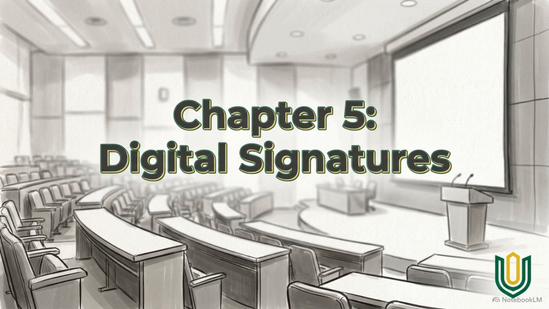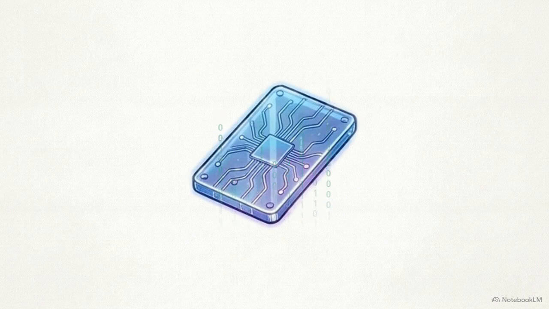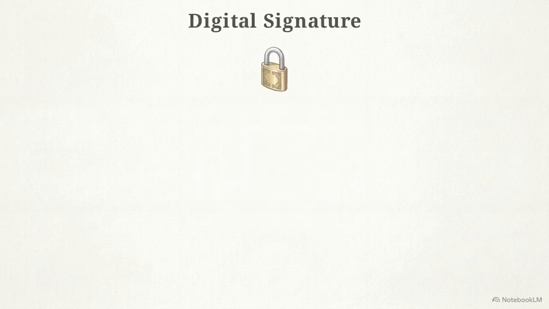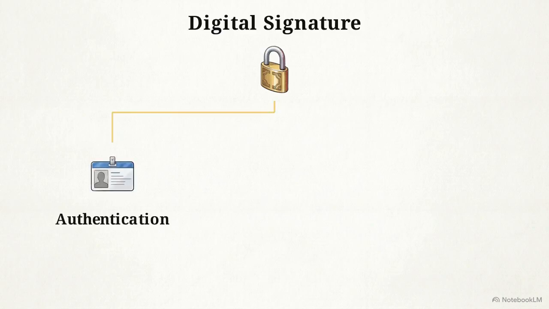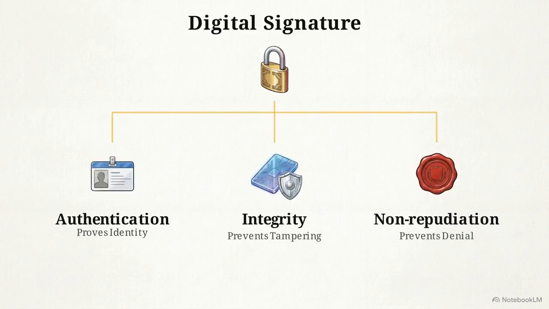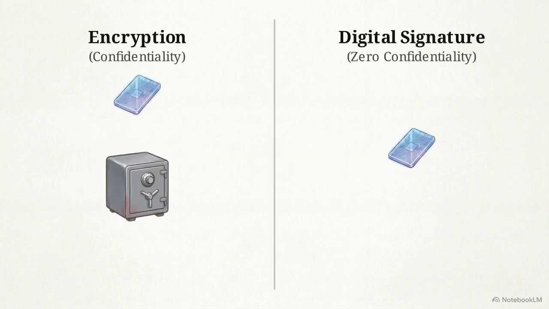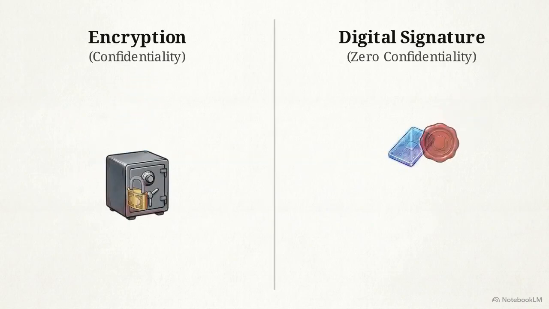Today we are looking at a specific problem. How do we take the legal certainty of a physical signature on a paper contract and mathematically guarantee it in cyberspace? The answer is the digital signature. It provides 3 specific security guarantees: authentication of the sender, integrity of the message, and non-repudiation, meaning the sender cannot deny they authored the data. Notably, a signature does not encrypt the message itself, so it provides 0 confidentiality.